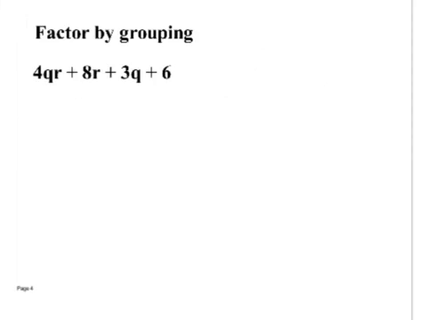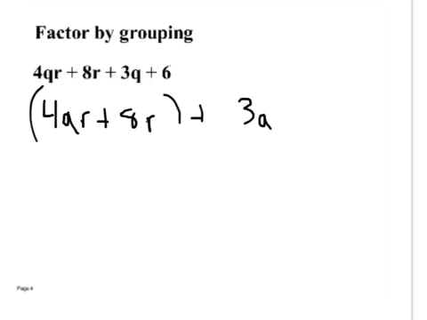Factor by grouping. We have 4 terms here. Okay? So, instead of finding 1 for each, what we can do is we can break this up into groups. I'm going to do 4qr plus 8r in one group. Then I'm going to do this group, 3q plus 6. That's going to be another group.